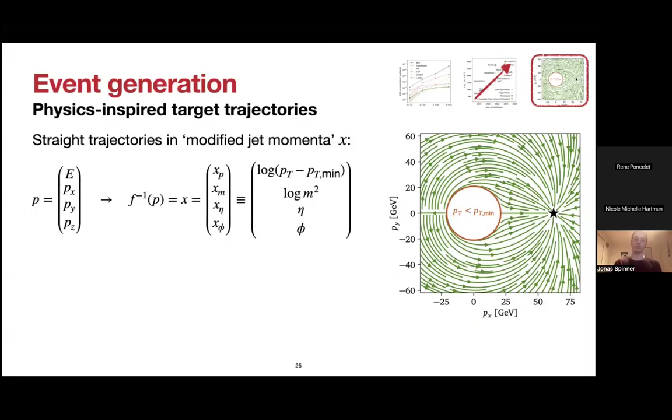And if you used the normal momenta p, then you would just have straight lines in this space, and there would be trajectories which go through this forbidden region, and it would be hard for the neural network to learn this phase space cut.